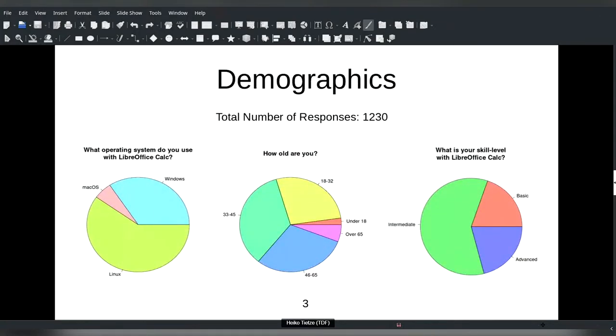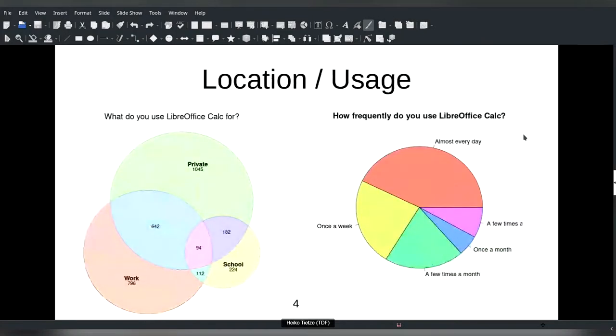So here we have an overview of characteristics and demographics of our respondents. It is important to note that the survey was advertised on subreddits dedicated to Linux, so our data is skewed towards users of Linux. I think the other graphs are pretty self-explanatory, so I will not go into more detail to describe them. So slide four. Not surprisingly, most participants reported to employ Calc for personal and business use, and the majority of our participants reported to use Calc almost every day, or rather frequently.